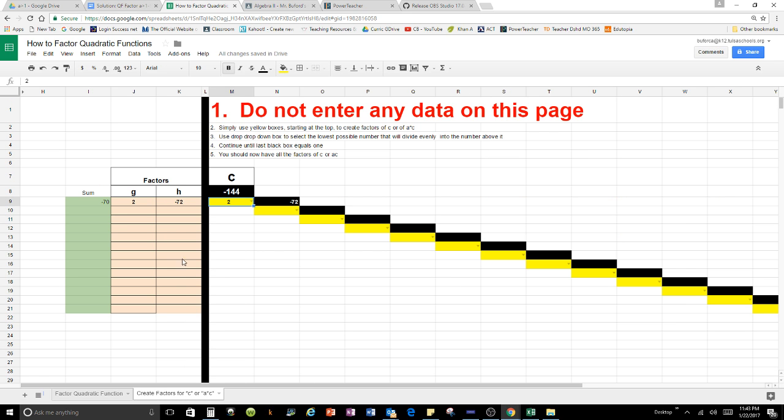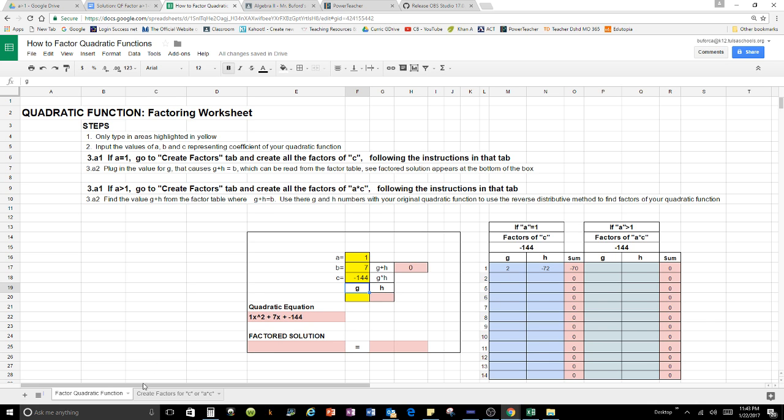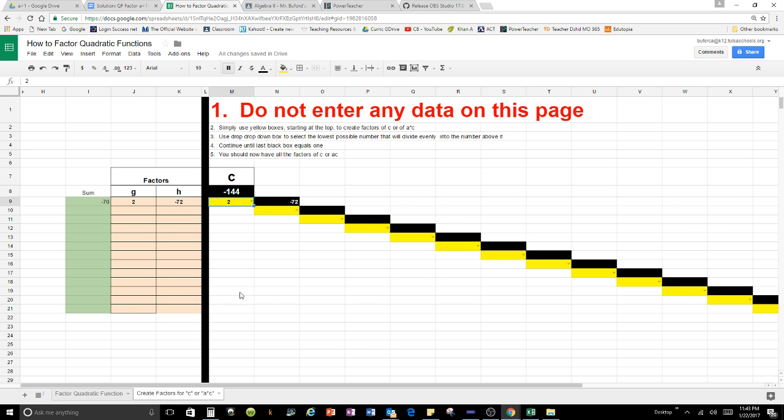Let's go back. So you see we have two tables that show us where the summing is taking place, here and here, so we can see it in both places. So we're going back to the create factors table, and here we see our next number is minus 72. Again, we want to pick the lowest number that can go evenly into this number, so we're going to pick 2.